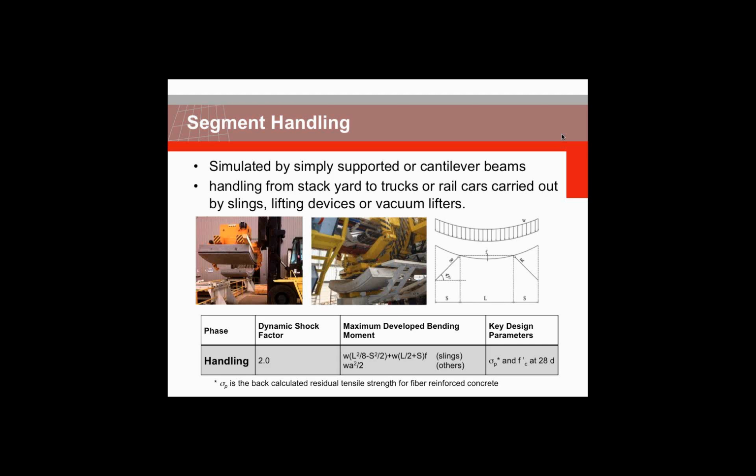But for the case of lifting with the slings, as you can see on the schematic on the right side, the maximum developed bending moment is given in the table. Again, a dynamic shock factor has to be considered for the handling load case, and design parameters are 28 day specified compressive strength of concrete, and in the case of fiber reinforced, a residual tensile strength at 28 days.